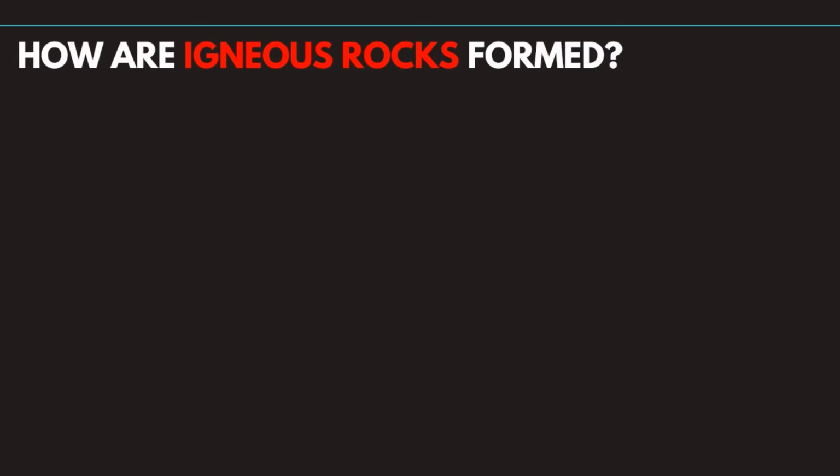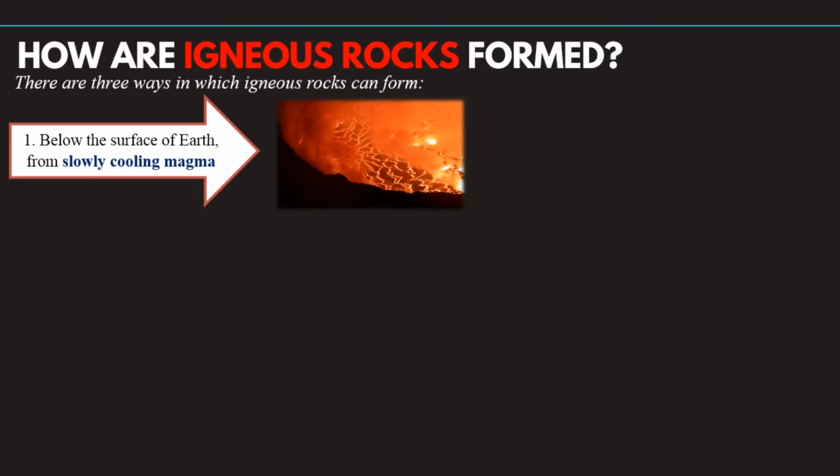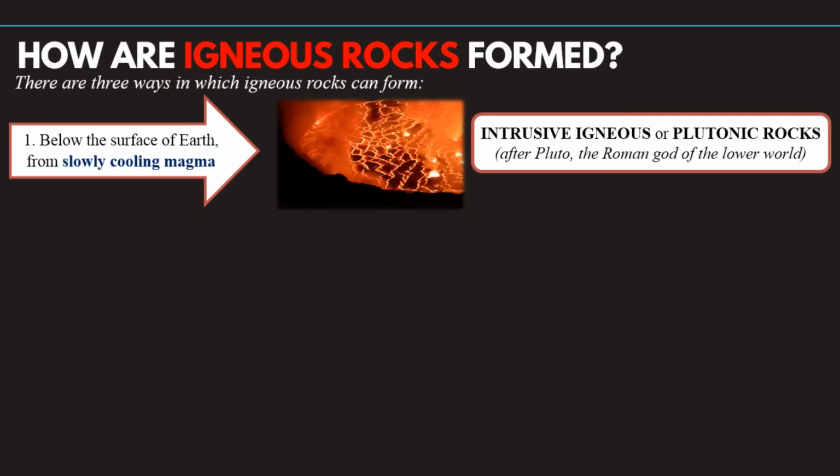Let's now talk about how each type of igneous rocks can form. There are actually three ways in which this type of rock can form. The first one is below the surface of Earth, from slowly cooling magma, which will result in the formation of intrusive igneous rocks, also known as plutonic rocks.